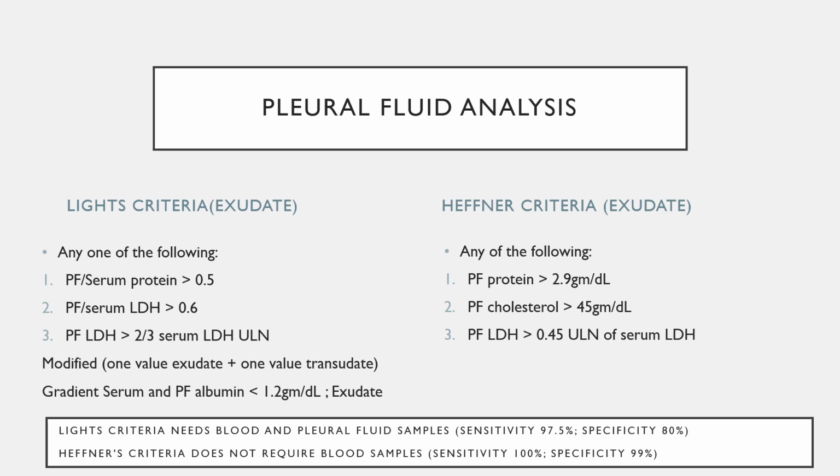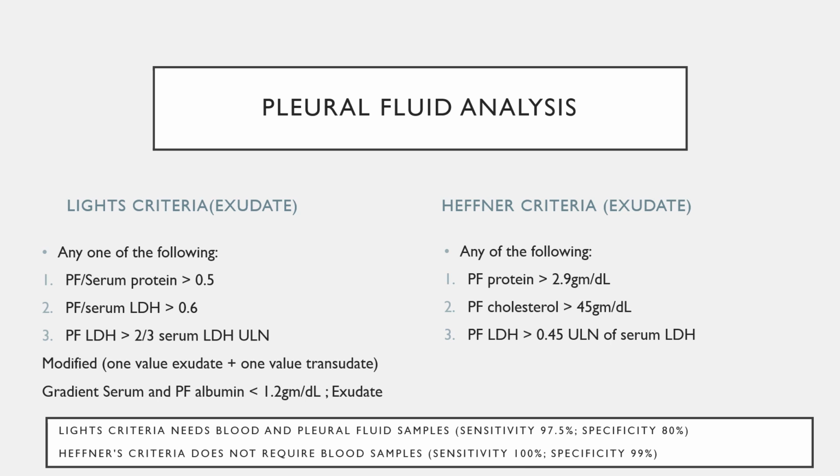Light's criteria for an exudate is positive if any one of the following comes out to be positive. There are three criteria. The first one is the pleural fluid to serum ratio of the protein. Remember, the numerator is always the pleural fluid because the pleural fluid protein is a lesser value when compared to the serum protein. So, if the pleural fluid protein to serum protein ratio is greater than 0.5, that means there's a lot of protein in the pleural fluid, then the pleural fluid is an exudate.